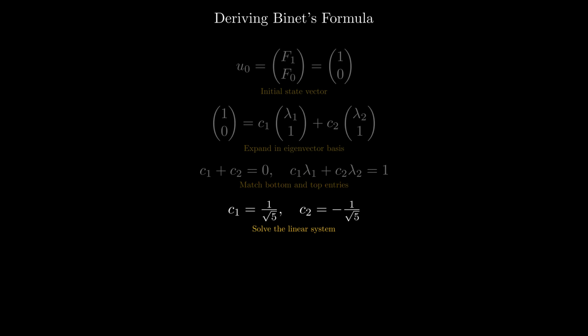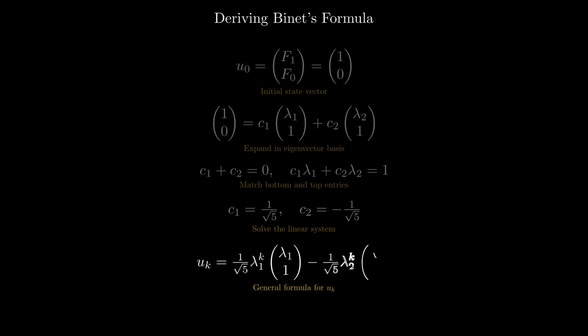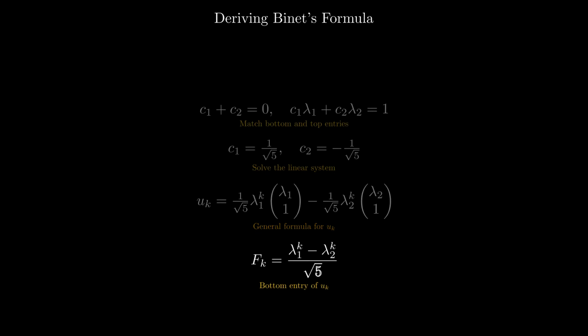Solving these, we find c1 equals 1 over the square root of 5, and c2 equals negative 1 over the square root of 5. Therefore, u sub k equals 1 over root 5 times lambda 1 to the k times the eigenvector lambda 1, 1 minus 1 over root 5 times lambda 2 to the k times the eigenvector lambda 2, 1. Now read off just the bottom entry of this vector. F sub k equals lambda 1 to the k minus lambda 2 to the k, all divided by the square root of 5. That is Binet's formula, a beautiful closed form for every Fibonacci number.